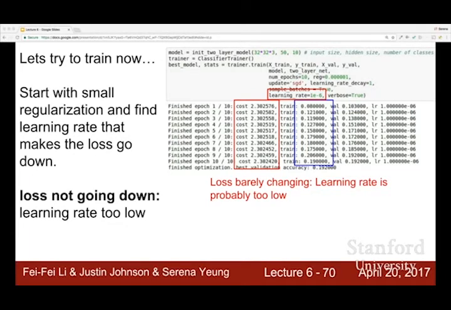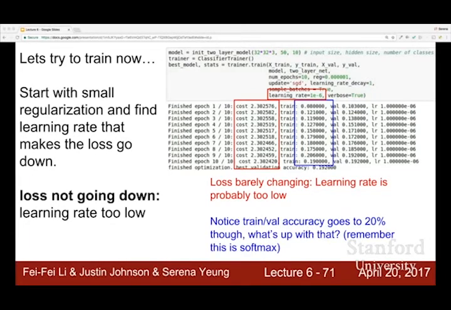One thing I want to point out here is that even though our loss was barely changing, the training and the validation accuracy jumped up to 20% very quickly. Does anyone have any idea why this might be the case? Remember, we have a softmax function, and our loss didn't really change, but our accuracy improved a lot.